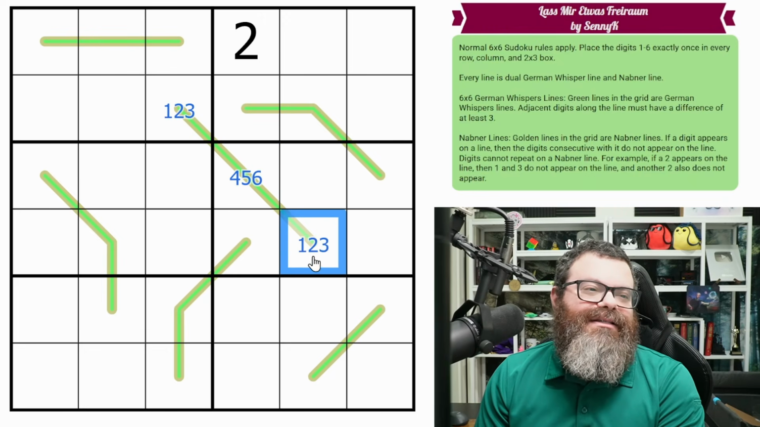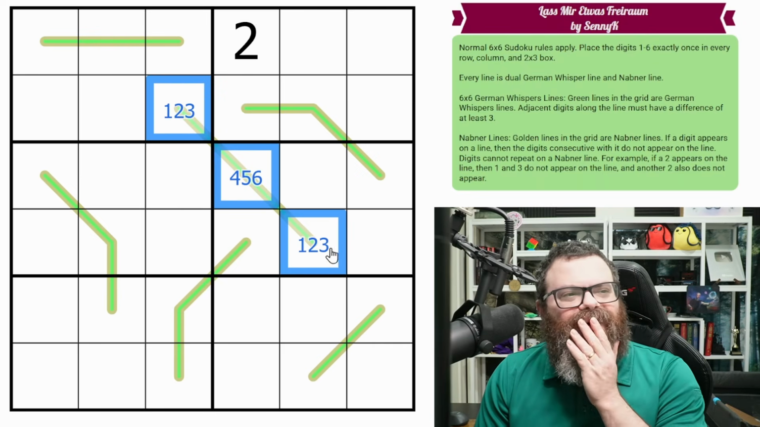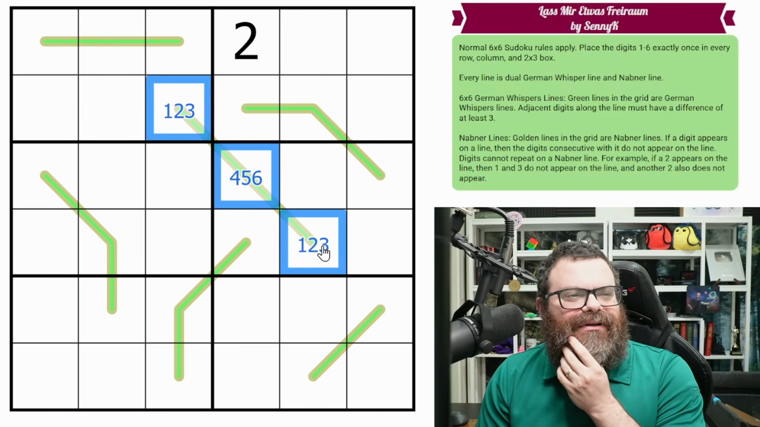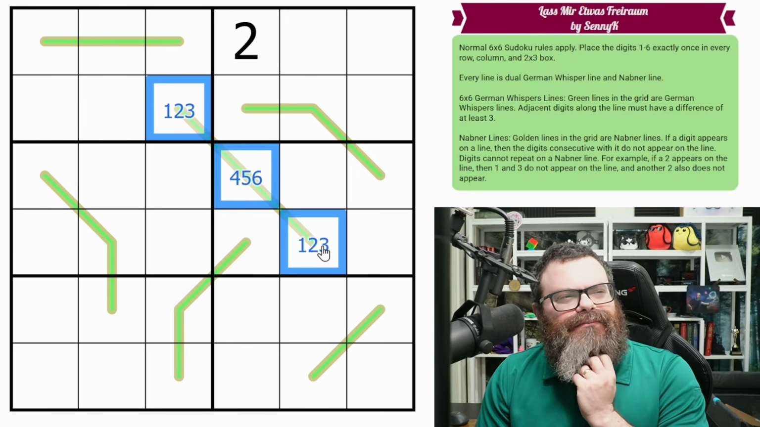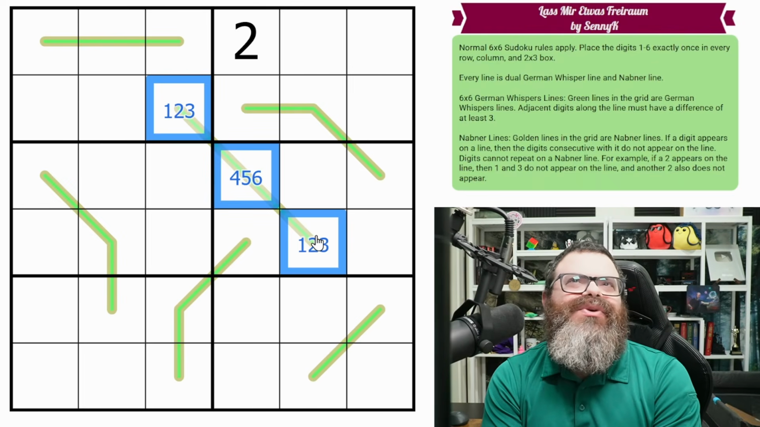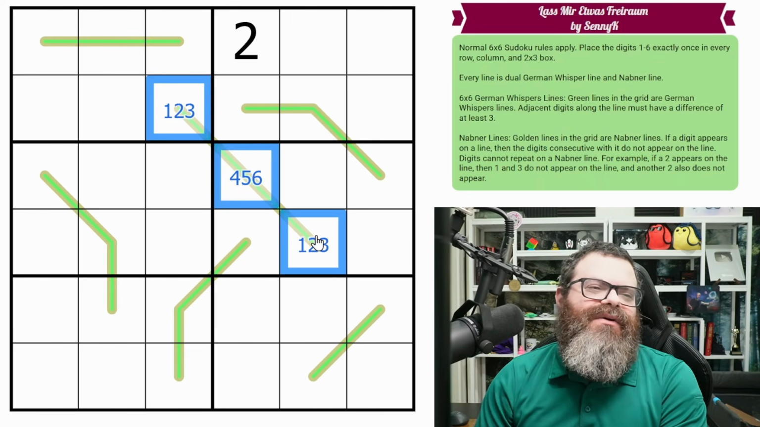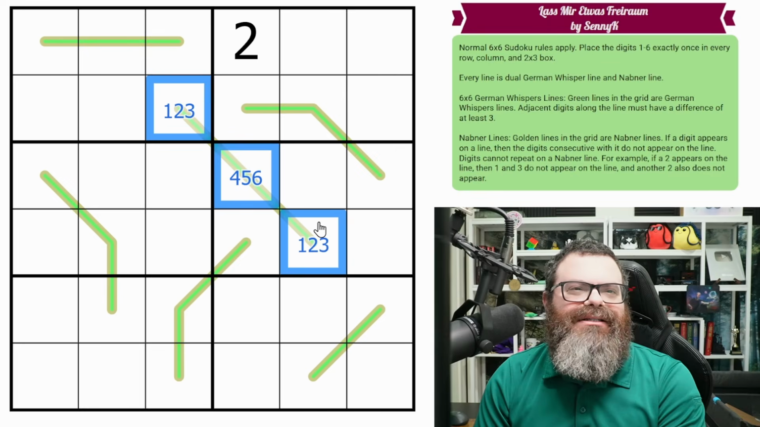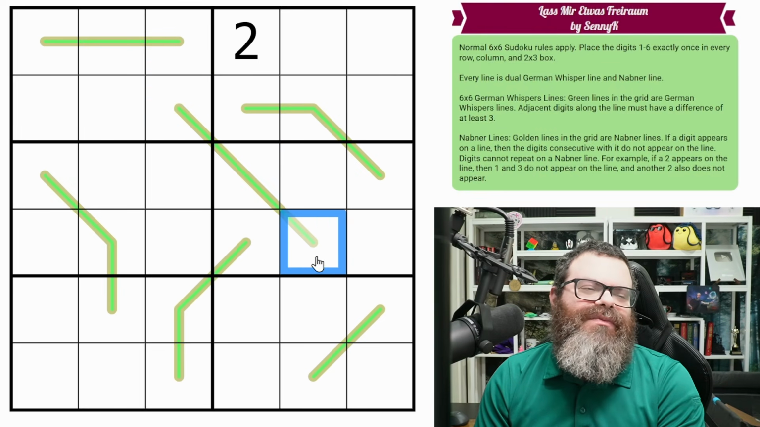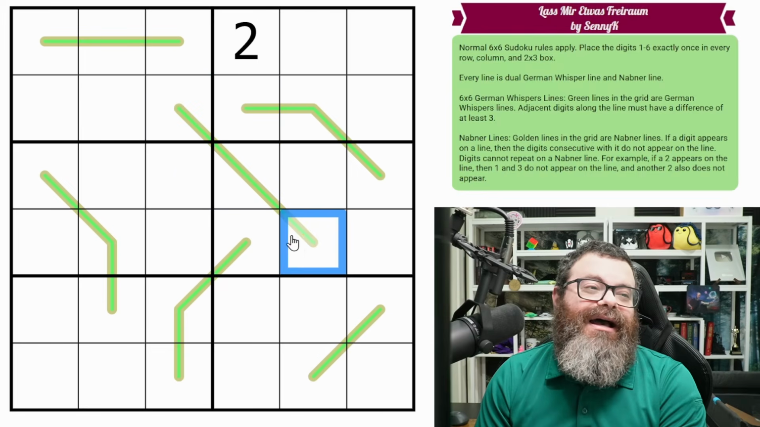So how does this interact with Nabner is the question, of course. So it seems like it might not be possible to put a 2. Yeah, it's not, because we need it. Okay, so every single one of these lines, it needs at least 1 low and 1 high, right? They'll have 2 lows and 1 high, or 2 highs and 1 low. We need 1 low and 1 high.